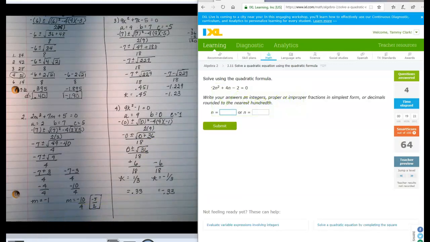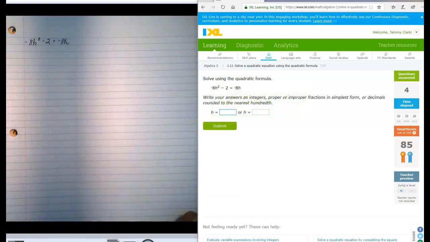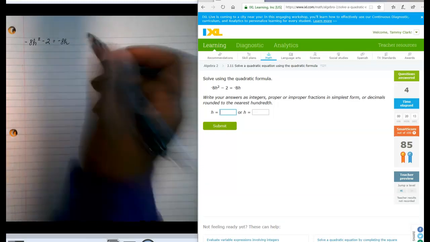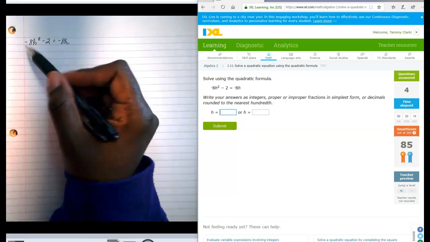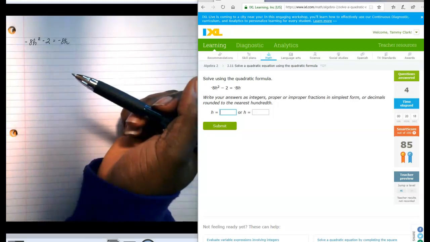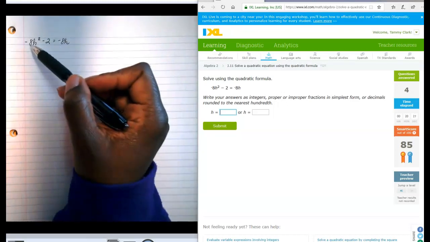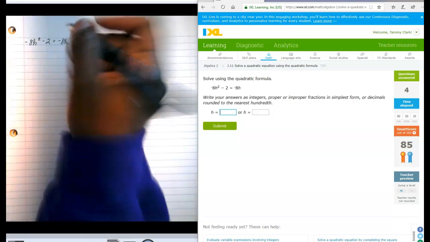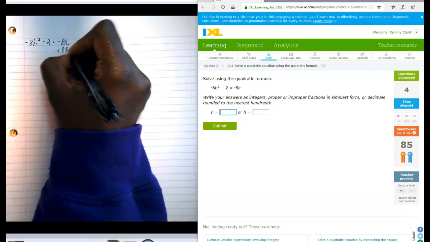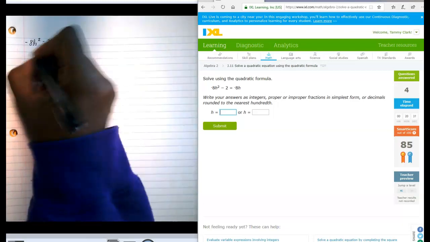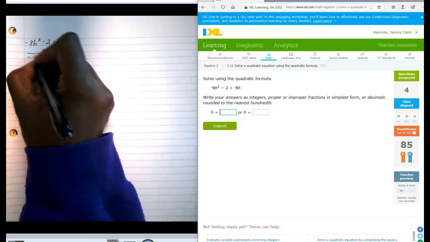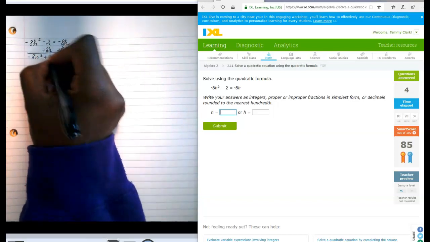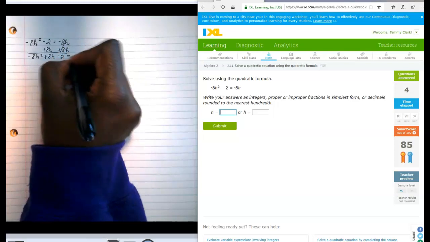All right, let's see if we can do one that's a little bit higher. This question is negative 8h squared minus 2 equals negative 8h. And if you remember, in the notes we talked about how, in order to make the quadratic formula work effectively, we have to make sure that it is set equal to 0. Right now it isn't. So what we need to do is move this 8h to the other side of the equation. So now I've got negative 8h squared plus 8h minus 2 equals 0.